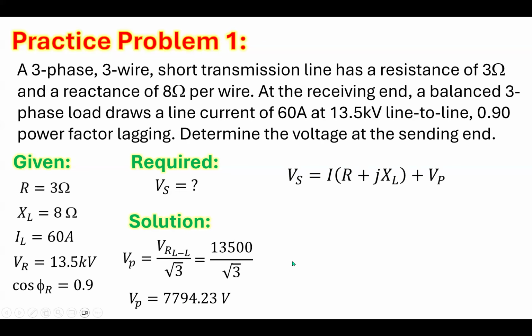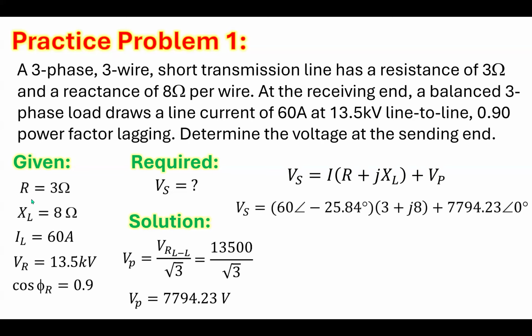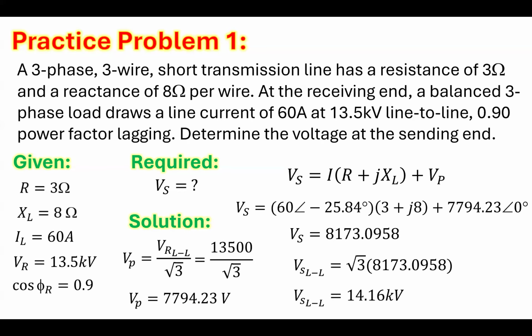So using our equation for the sending end voltage, that is I multiplied by the impedance plus the phase voltage, then substitute all the given values, that will give us the sending end voltage of 8,173.0958 volts. Multiplying this by square root of 3 to get the line-to-line voltage or the line-to-line sending end voltage. So that will give us 14.16 kilovolts.